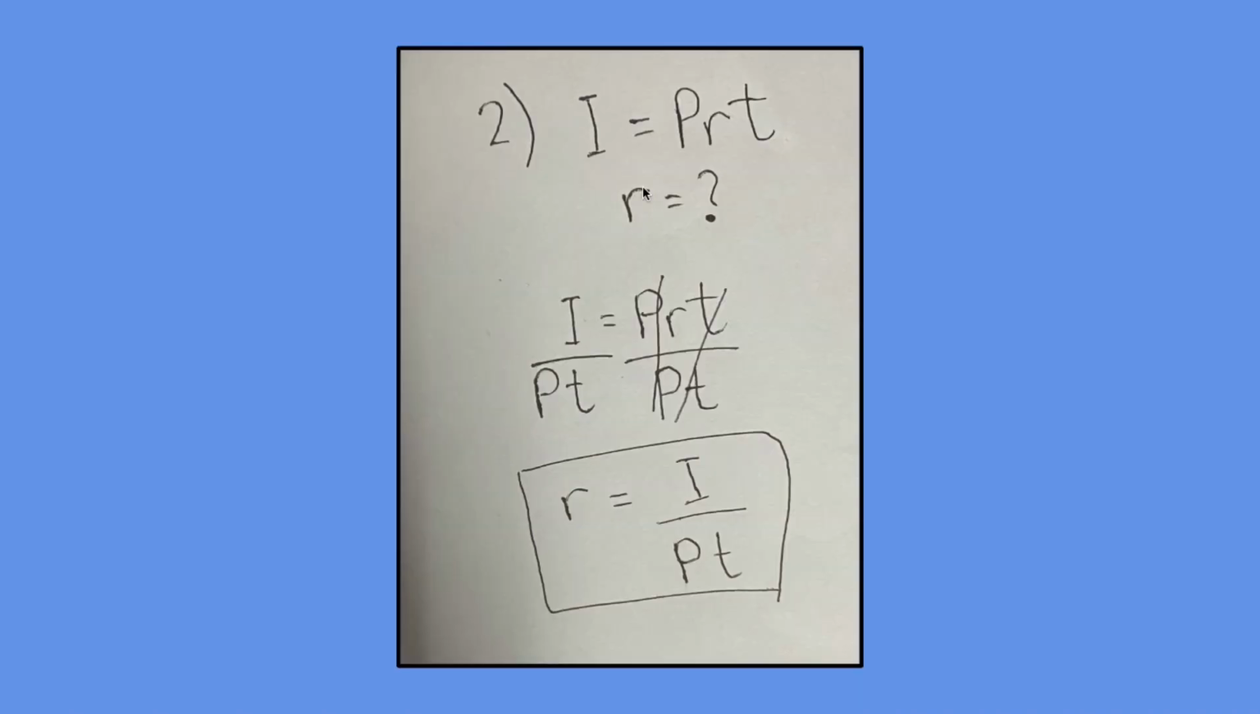For number 2, this is pretty simple, not as many steps. We have I equals prt, and they're asking us to isolate the variable r. I did it all in one step. I divided by p and t at the same time, which leaves us with r equals I over pt. You could have done this in 2 steps, but you'll still end up getting the same answer. I'd recommend just doing it in one step to avoid confusing yourself.